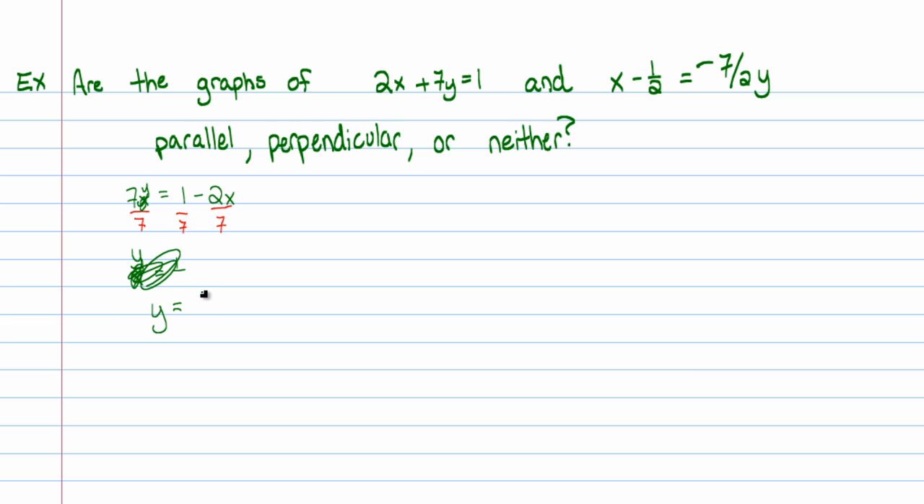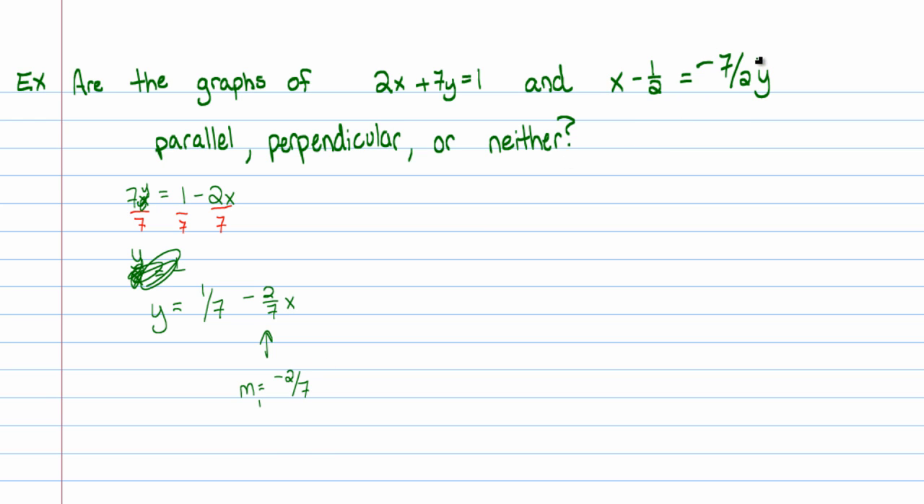This equation becomes 1/7 minus 2/7 x. So y equals 1/7 minus 2/7 x. So I see the slope here, which is the coefficient on x. The slope, for this first line, is negative 2/7. Let's solve this second equation over here for y as well.